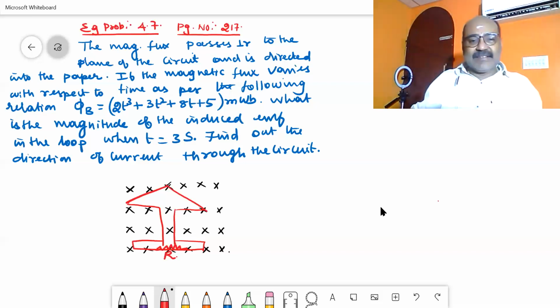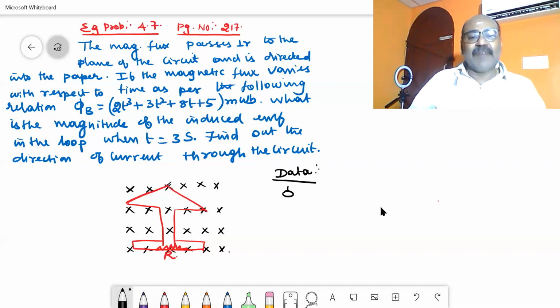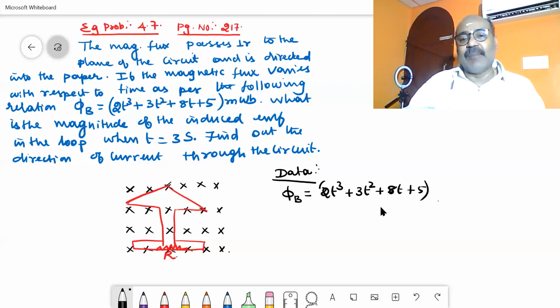First of all, let us write what data are given. The data given is first the flux available. The magnetic flux phi of B is equal to 2t cube plus 3t square plus 8t plus 5, given in milliweber. So I am writing it as 10 to the power of minus 3 Weber.